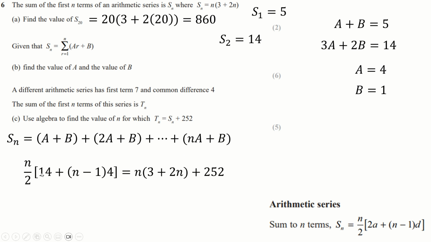And now, of course, I can just deal with this, right? So I can divide everything by n, and then multiply everything by 2 through this. This is just algebra. These things cancel, which is very kind of them.